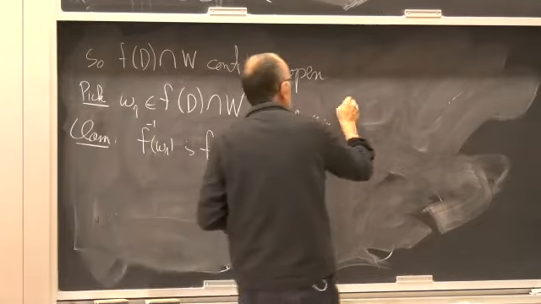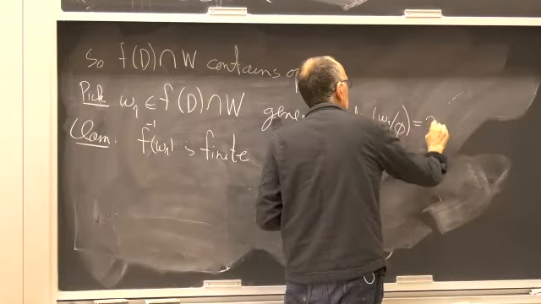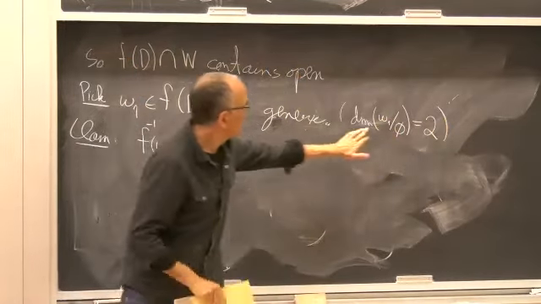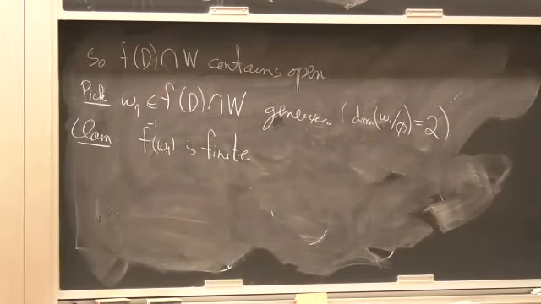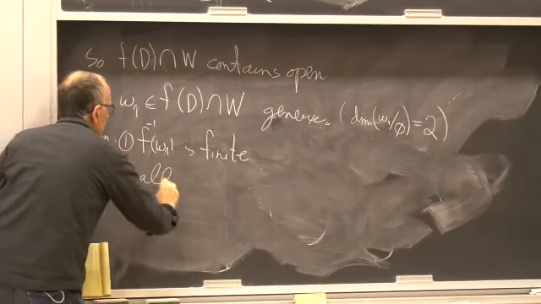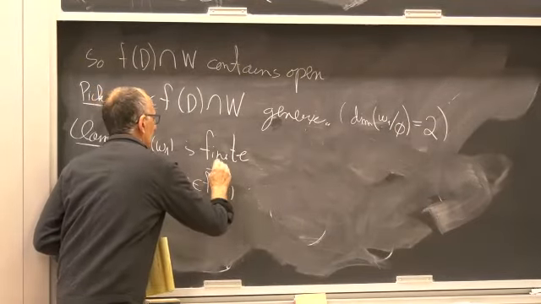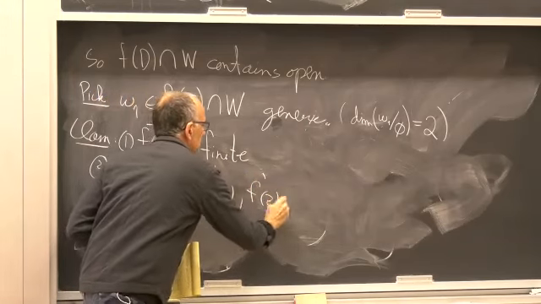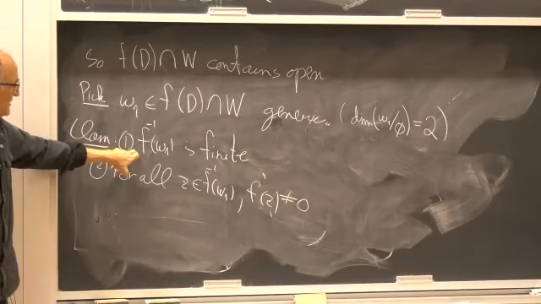Right, so generic, I remind you, it means that the dimension now of W1 over the empty set is 2, because we have an open set. So to say that W1 is generic, it means that it's independent in the plane. 2, for all Z in this pre-image, which is finite, F prime of Z is different than 0. So I'm saying that if you pick a generic point there, first of all, the pre-image has to be finite.